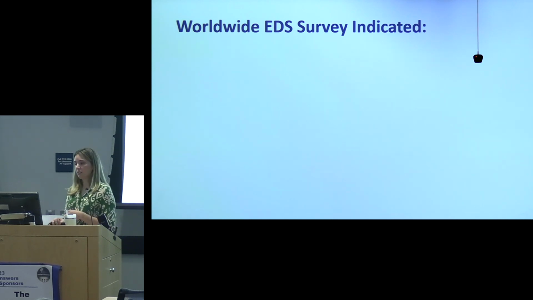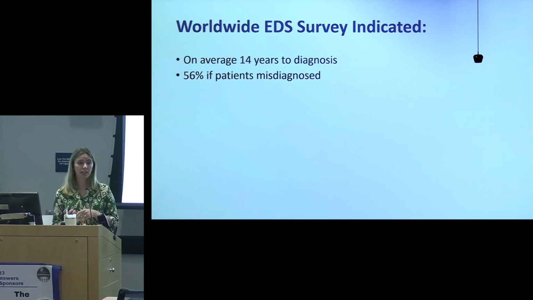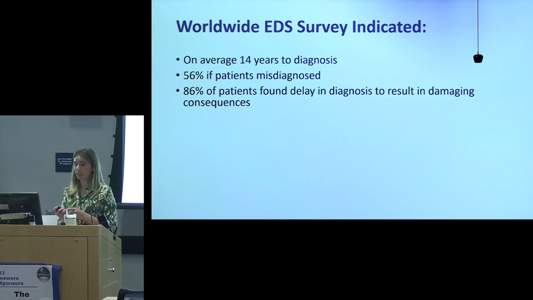There was a worldwide survey that was done a few years ago. This was published, and this is where they found that on average it took 14 years to be diagnosed. So 14 years from when your symptoms started until you received an accurate diagnosis. And 56% of patients said that they were probably misdiagnosed in that process. 86% of patients said that that delay in diagnosis resulted in worse outcomes.